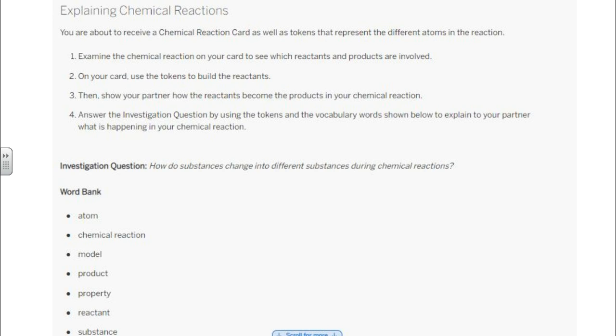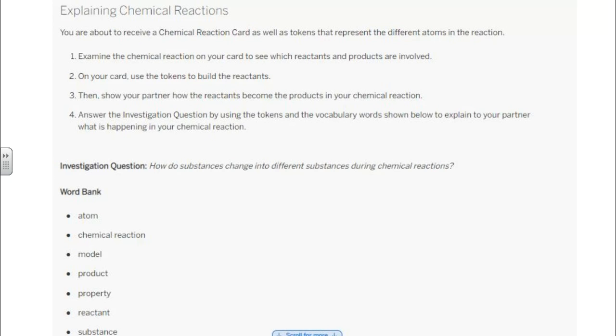Look at what reactants are involved. The reactants are what you start with as far as the substances, and the products are the ending result after the chemical reaction, so the new substances that you produce because of the chemical reaction. On your card or next to your card, you're going to use everyday items instead of tokens to build your reactants. And I'll explain that in a few minutes.